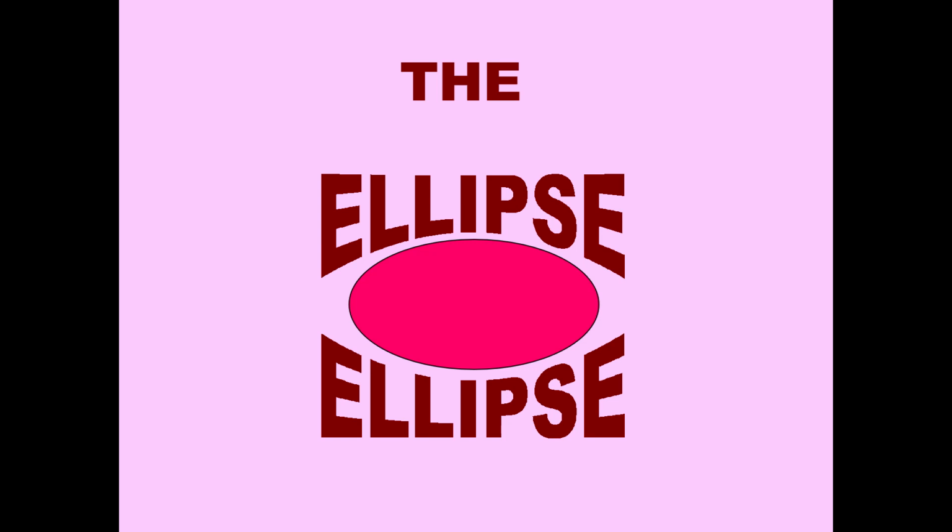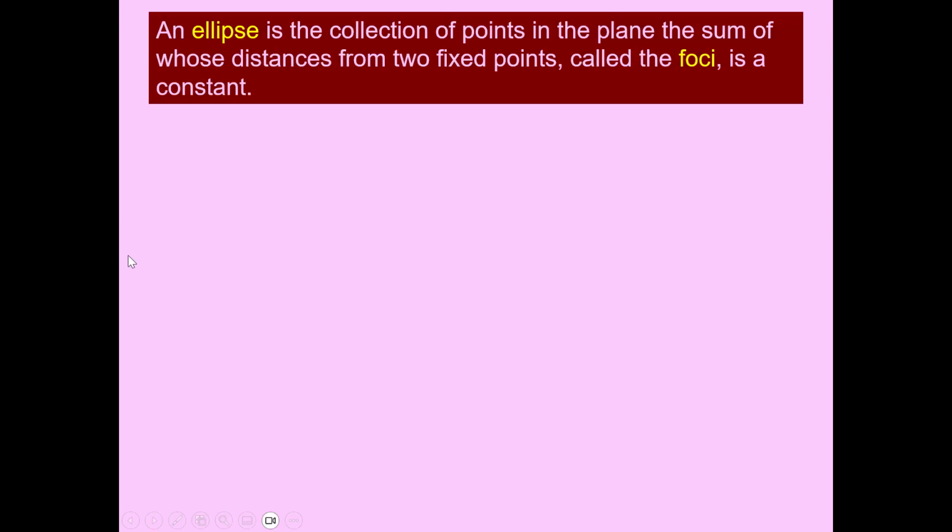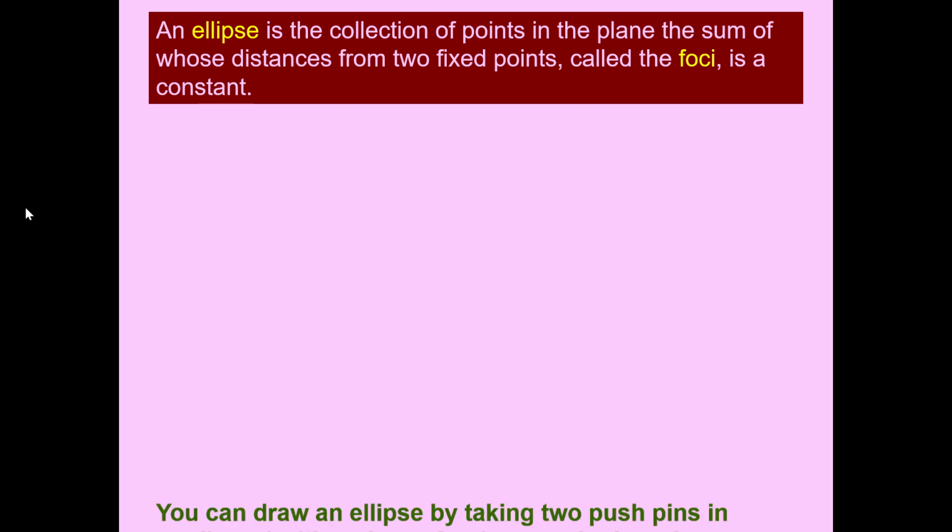This is the ellipse. An ellipse is a collection of points in the plane, the sum of whose distances from two fixed points called the foci is a constant.